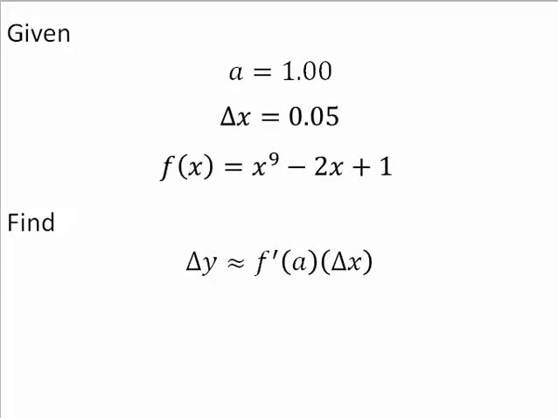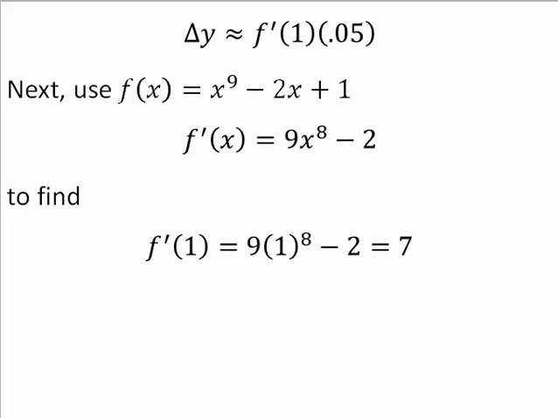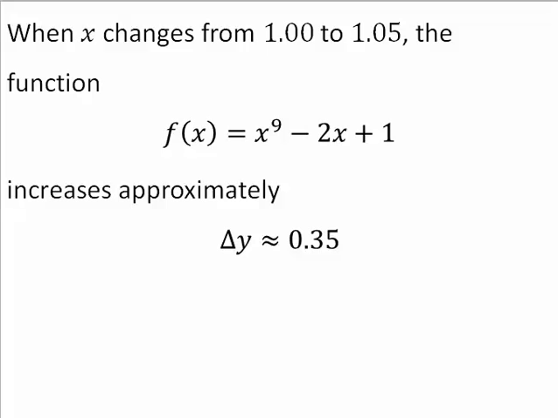So what is the derivative of the function? What is the derivative of the function at 1? Oh, the derivative's pretty easy for us by now, and its evaluation is 7. Plug this into our formula, and we get that the actual change in height is about 0.35. When x changes from 1 to 1.05, the function increases approximately 0.35 units.